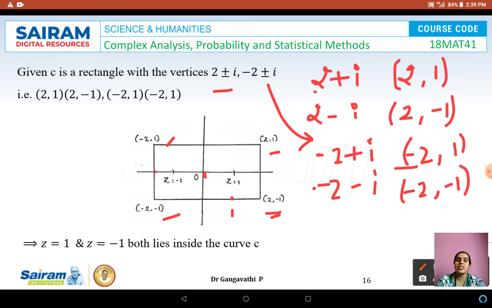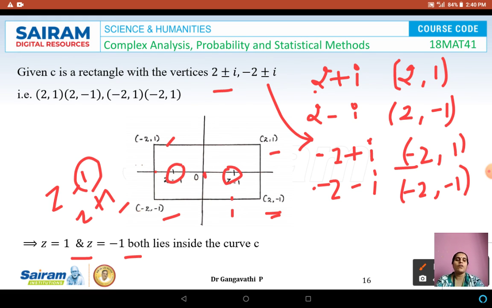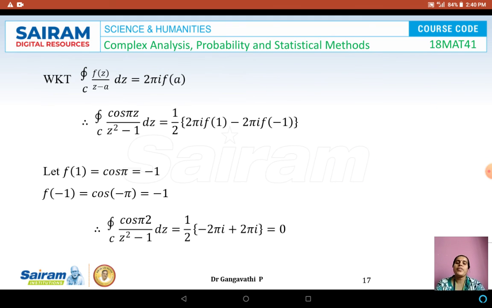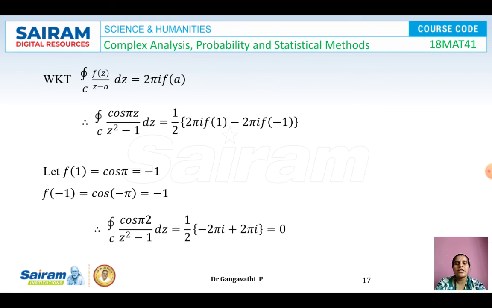Now let us observe, this is the curve given to us, and here are the integrals which we evaluated in the previous slide. We have the denominators z minus 1 and z plus 1. So in this term the value of a is 1 and here it is minus 1. Both z equal to 1 and z equal to minus 1 lie inside the curve. Therefore, we need to apply the complex integration formula.